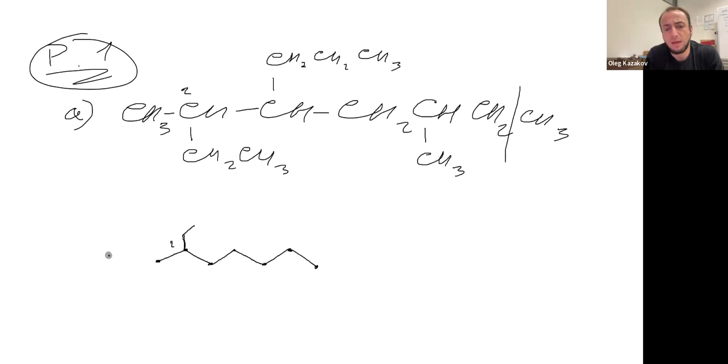And then you can also convert just for yourself this line angle or skeleton structure into the full structure, the expanded one, in which you show carbons and hydrogens, but just do it yourself, in the interest of time. Okay, so we have our CH2, CH3, that's ethyl here.